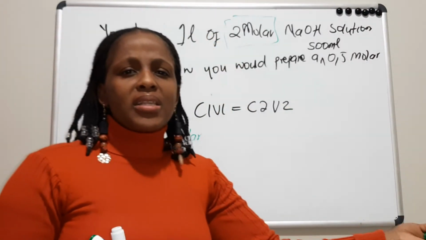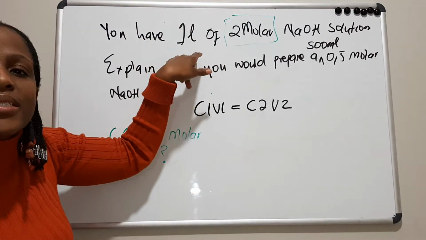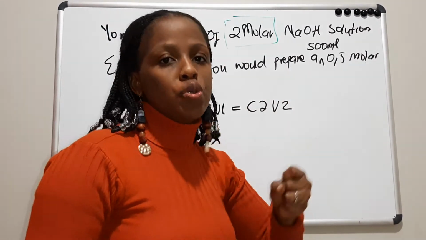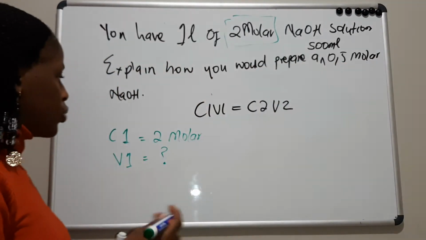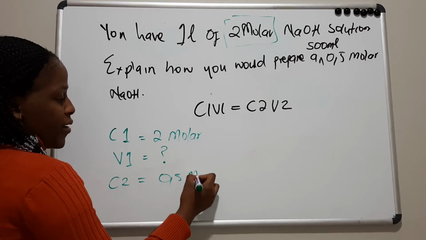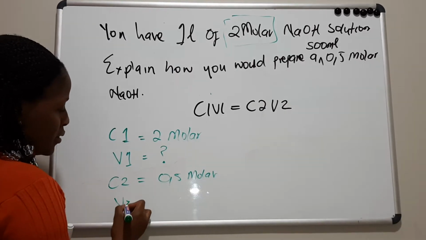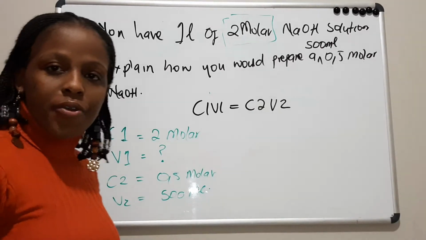So you're not going to take that whole liter of the 2 molar solution. In this case, we want to know from this 1 liter, how much are we supposed to use to be able to make that solution? That's what we are calculating here. And then C2, which would be 0.5 molar. And then V2, which is the final volume, it's supposed to be 500 mils.